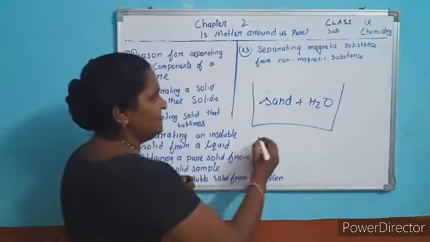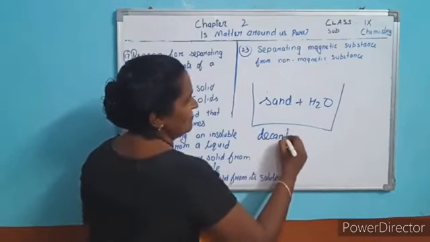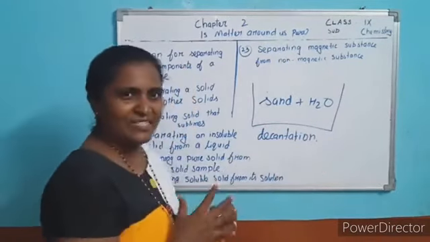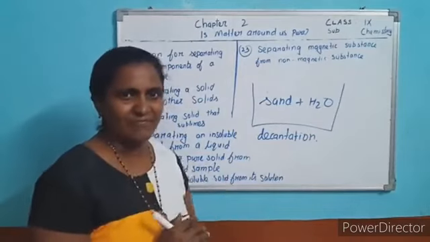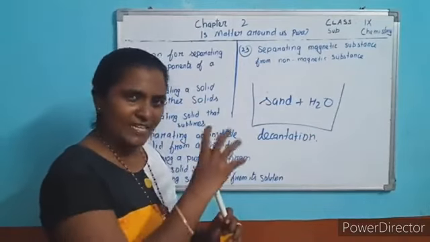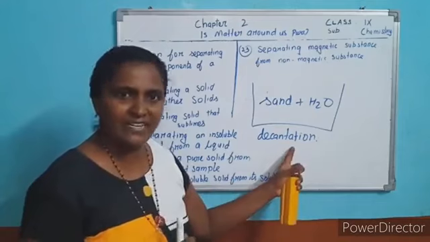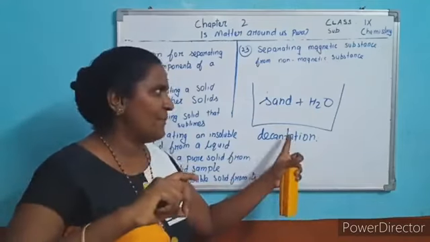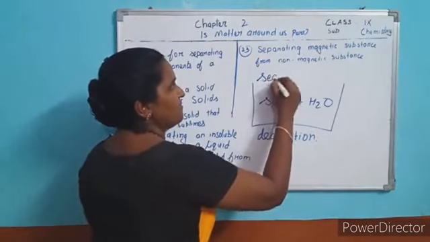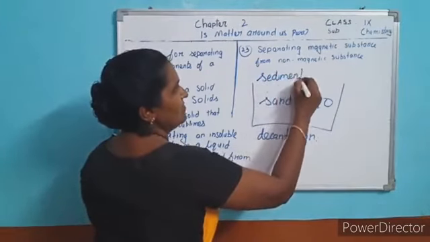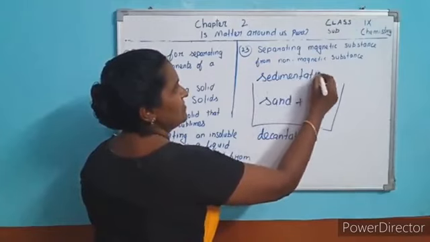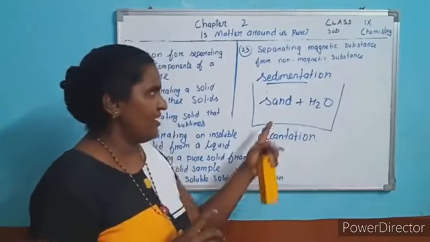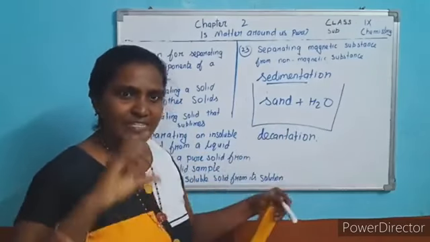What is decantation? Allow the mixture to stand for some time. Don't disturb the mixture. Heavy particles settle down. This process is called sedimentation. Allow it to sediment. The sand is heavy, so it settles down.